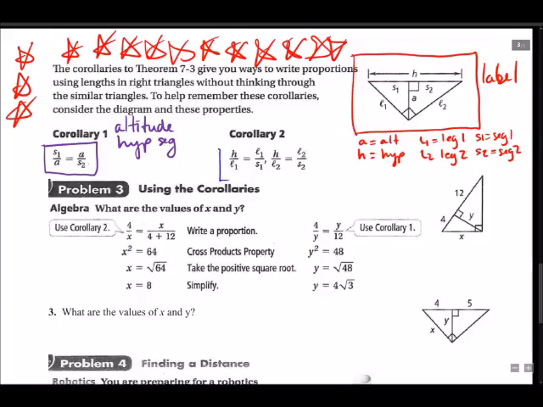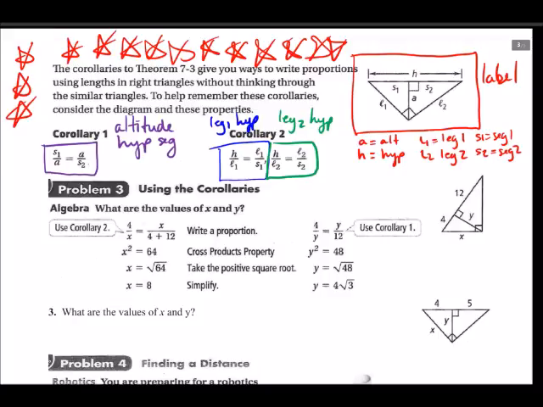Corollary 2. This deals with leg 1 and the hypotenuse, and leg 2 and the hypotenuse. So all you have to do, make sure you label what you know, write your formula, and substitute in.